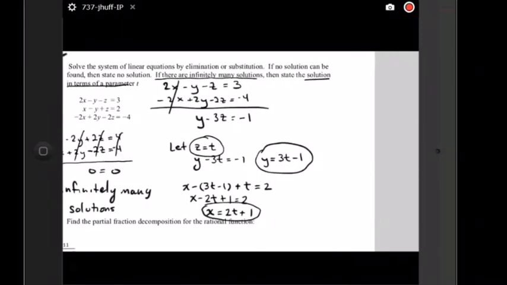The way you would represent this would be an ordered triple like that. So you'd have 2t plus 1, 3t minus 1, and t.